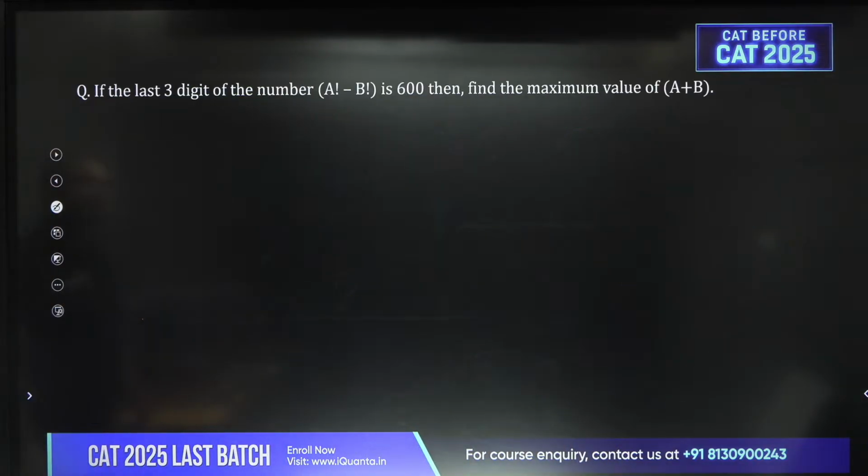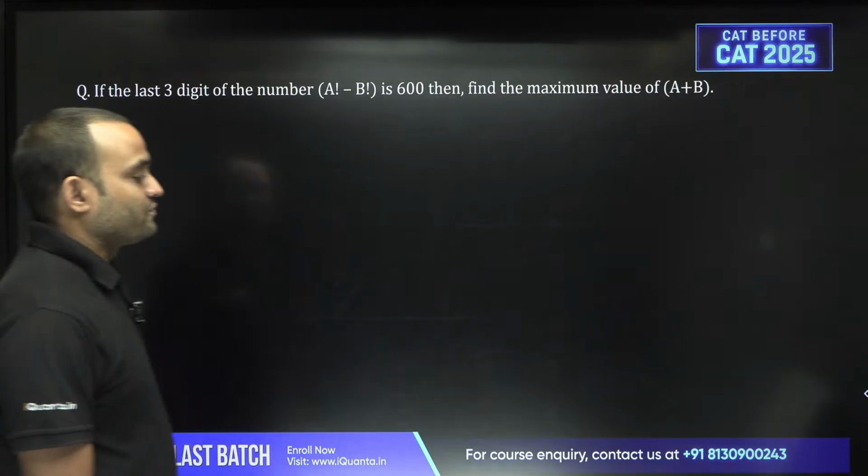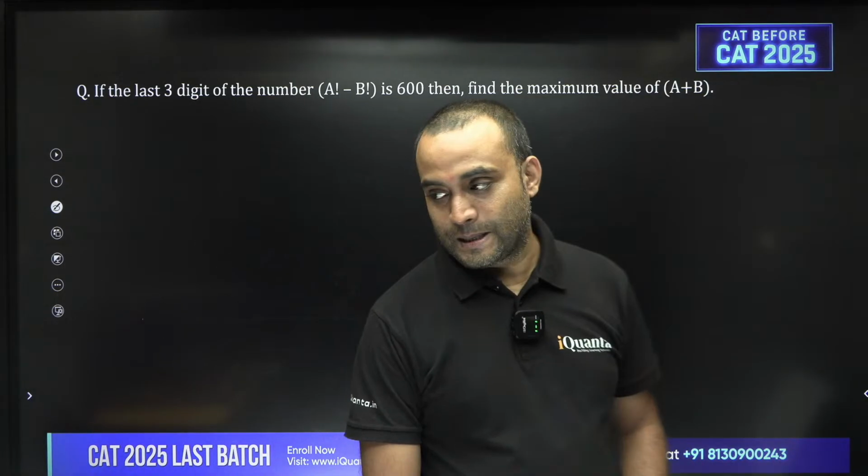If you need to find the power of 10 or the number of consecutive zeros at the end of any factorial, what do we find? We find the power of 5, or IGP of 5. Now, let us try this one. If the last 3 digits of the number a factorial minus b factorial is 600, then find the maximum value of a plus b.